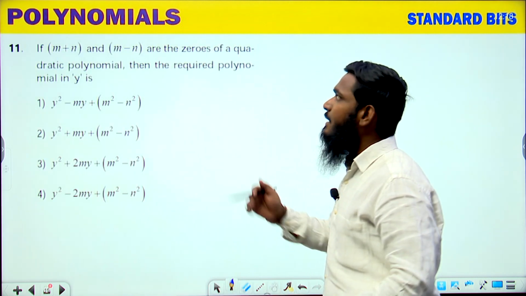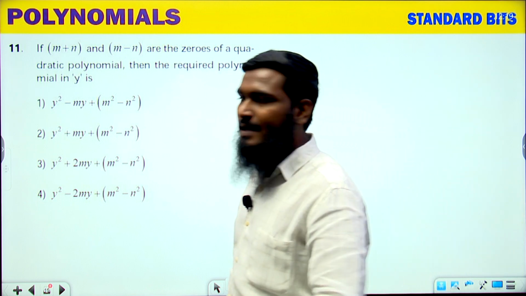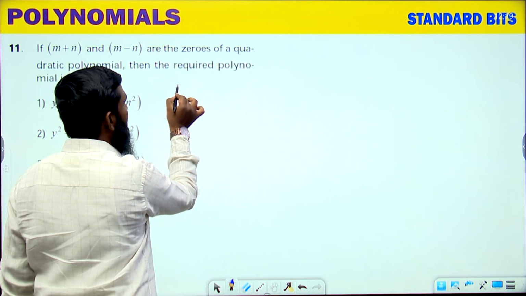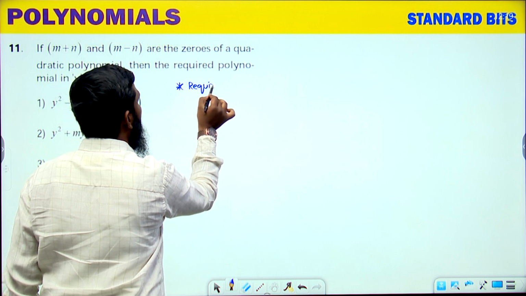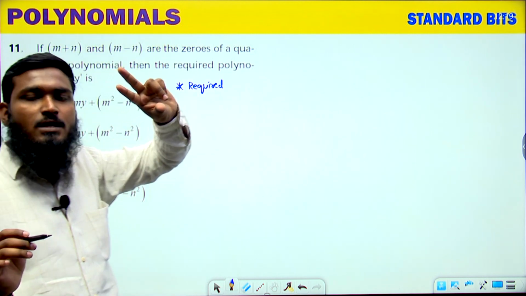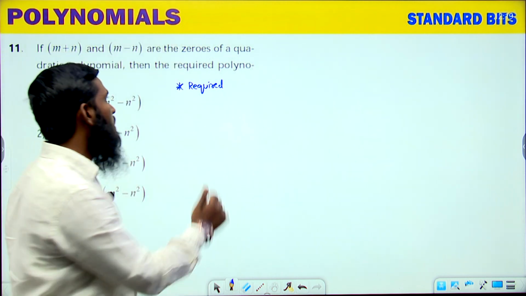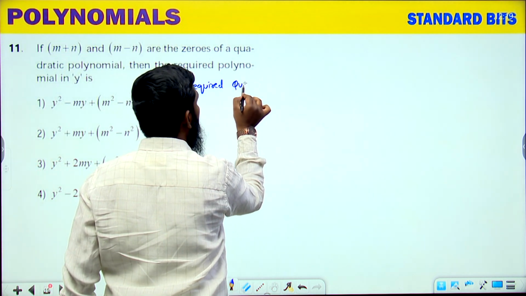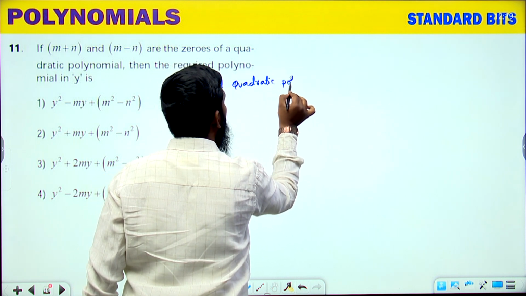If m plus n and m minus n are the zeros of the quadratic polynomial, then the required polynomial in y is. Now listen carefully. Whenever we want to make the required polynomial, if we have two zeros it means a quadratic polynomial. If you have 3 zeros, what does it mean? A cubic polynomial. So the required quadratic polynomial.